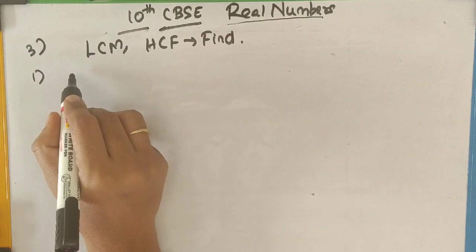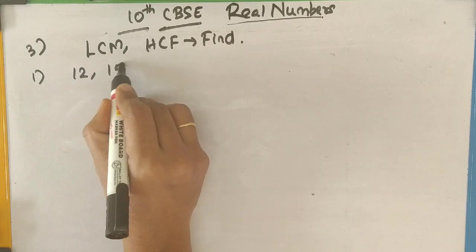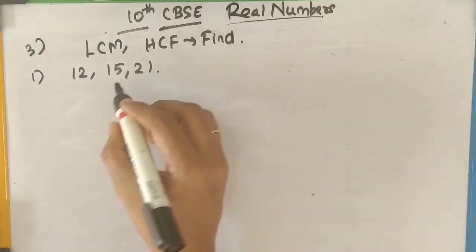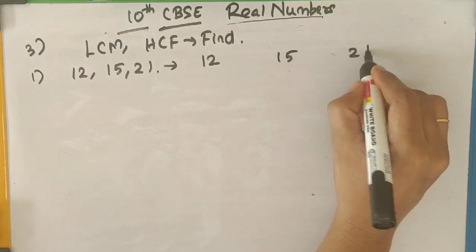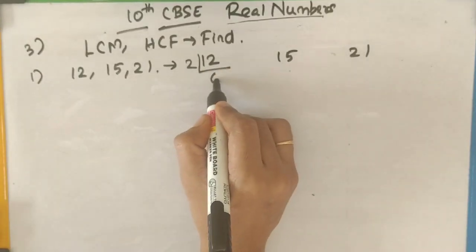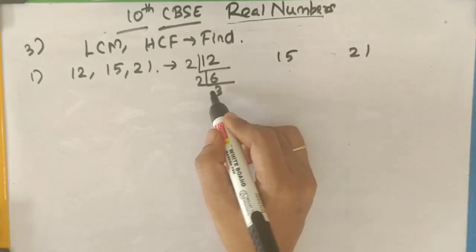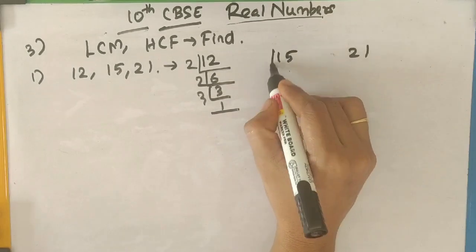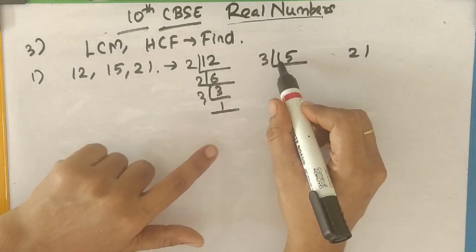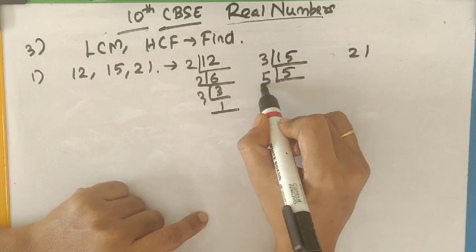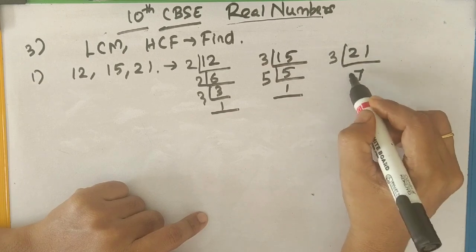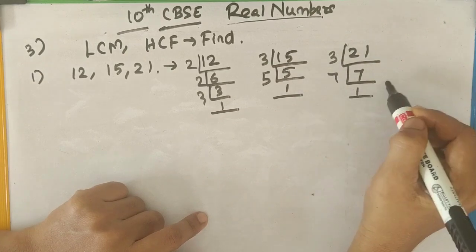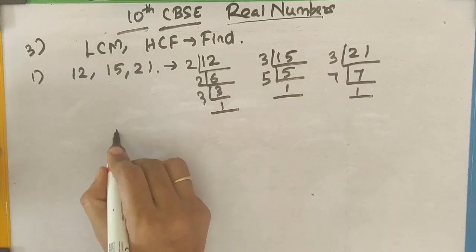Now let's go to the third question. Here three numbers are given and we have to find LCM and HCF. First I am going to factorize 12. Dividing by 2 I get 6, and 6 divided by 2 I get 3. 3 divided by 3 it's 1. Next 15 divided by 3 I get 5. 5 divided by 5 I get 1. 21 divided by 3 I get 7. 7 divided by 7 I get 1.